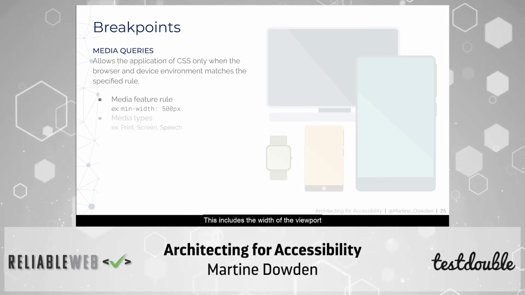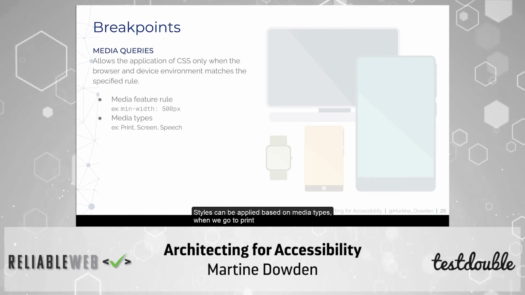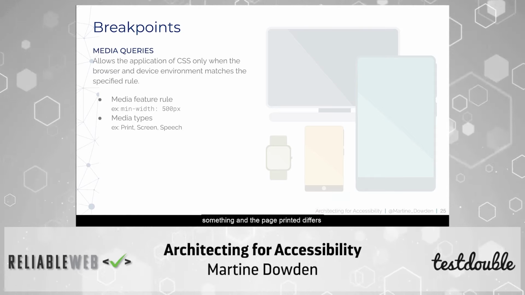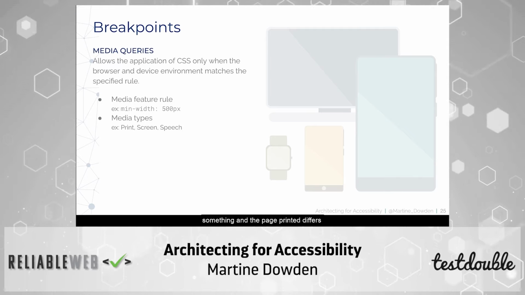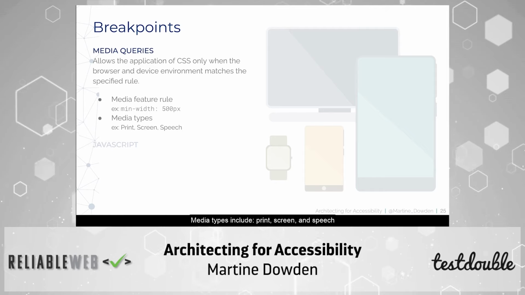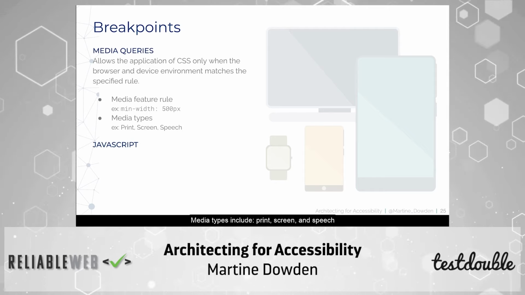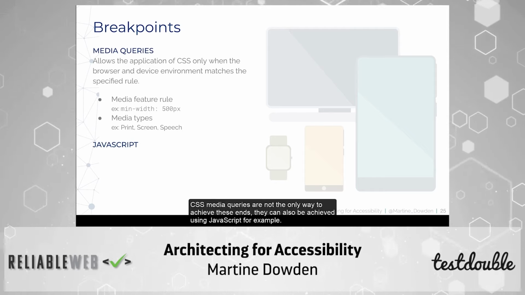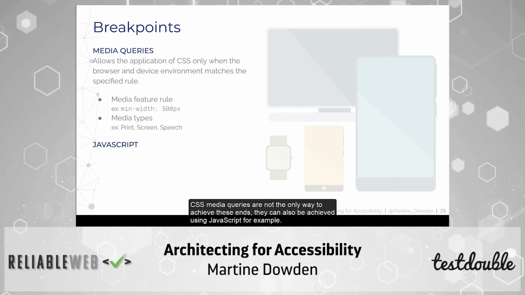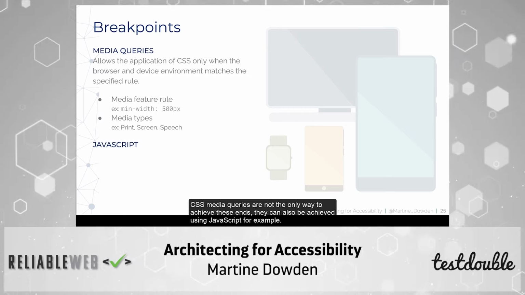This includes the width of the viewport. Styles can be applied based on media types. When we go to print something and the page printed differs from what we see on the screen, this is often done using media queries. Media types include print, screen, and speech. CSS media queries are not the only way to achieve these ends. It can also be achieved via JavaScript, for example.